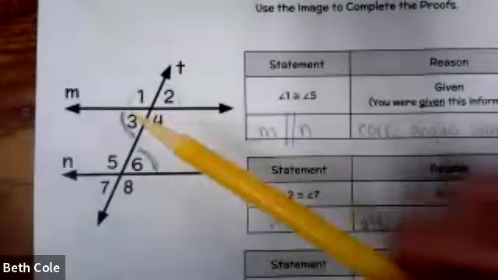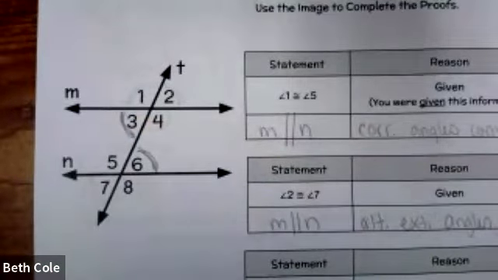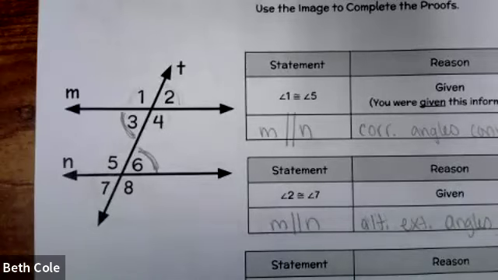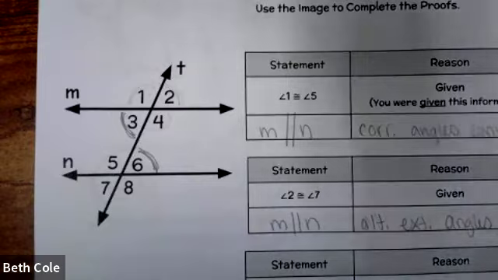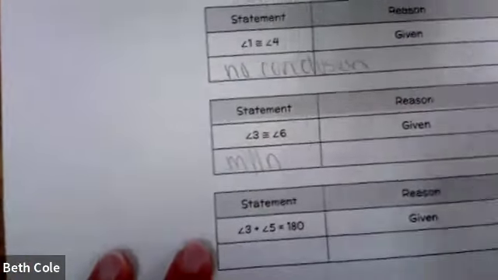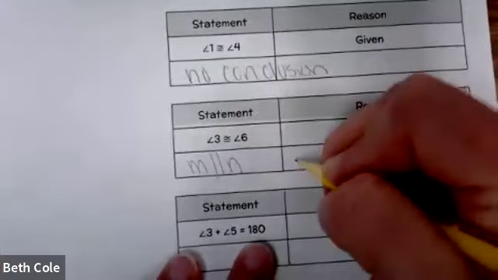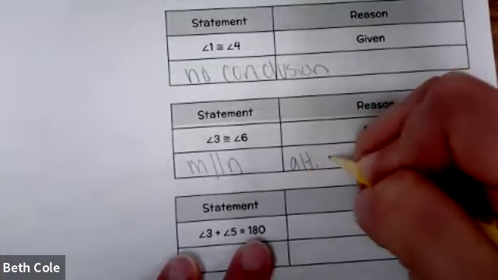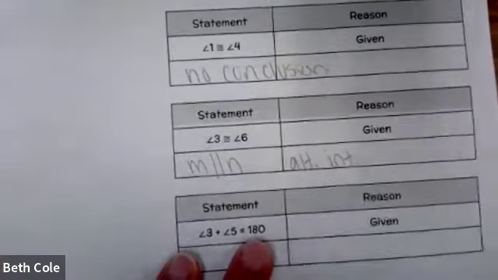Are 3 and 6 one of our angle pairs that we can say something about? Like, can we call them a vocabulary word? Alternate, perfect. Are alternate interior angles congruent? Yes, cool. So we can conclude the lines are parallel. M is parallel to N. And we're going to say alternate interior. I'm going to abbreviate.